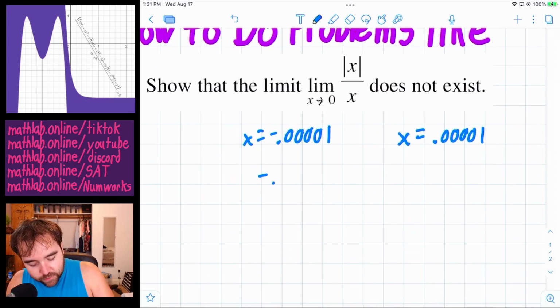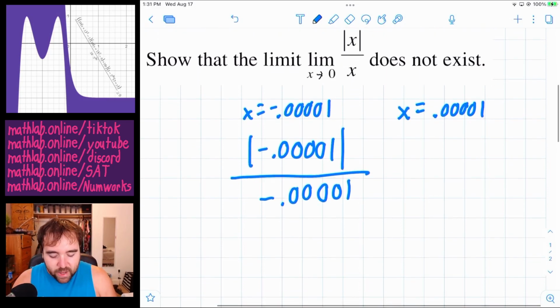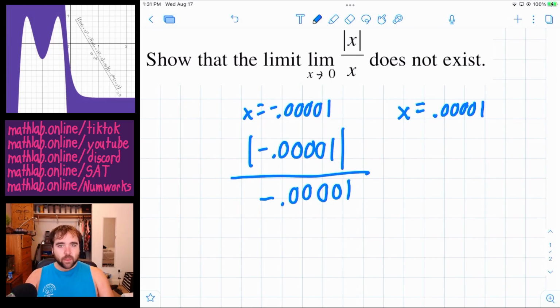So let's see. Well, if we do that, we have the absolute value of negative 0.00001 over negative 0.00001. And so look what happens there, and we can just kind of see what's always going to happen there, is that we're going to take the absolute value of the top number, and it's going to become positive. But if the bottom number is still negative, then it's going to be a positive divided by a negative, and so it's going to be negative. But it's just always going to be itself, because it's itself divided by itself. So it's always going to be 1. So no matter what you make x, if x is negative, we're getting negative 1 for that.